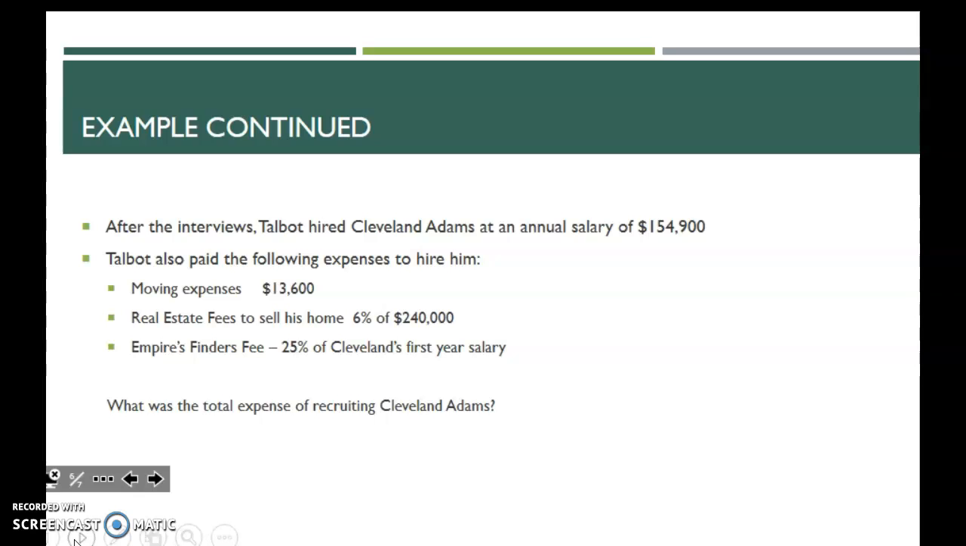After the interviews, Talbot hired Cleveland Adams at an annual salary of $154,900. Talbot also paid these expenses to hire him. They paid his moving expenses of $13,600. They paid a real estate broker's fee for the sale of his home, 6% of $240,000. And they also paid Empire's finder's fee, which was 25% of Cleveland's first-year salary.